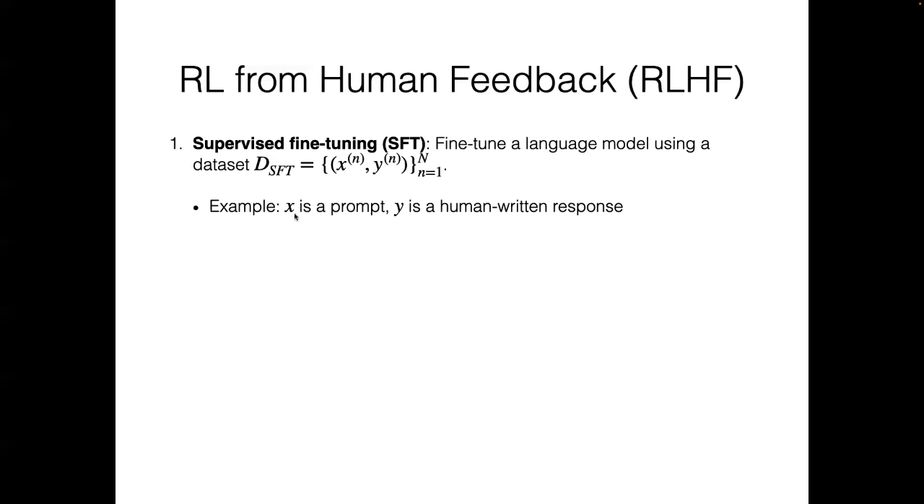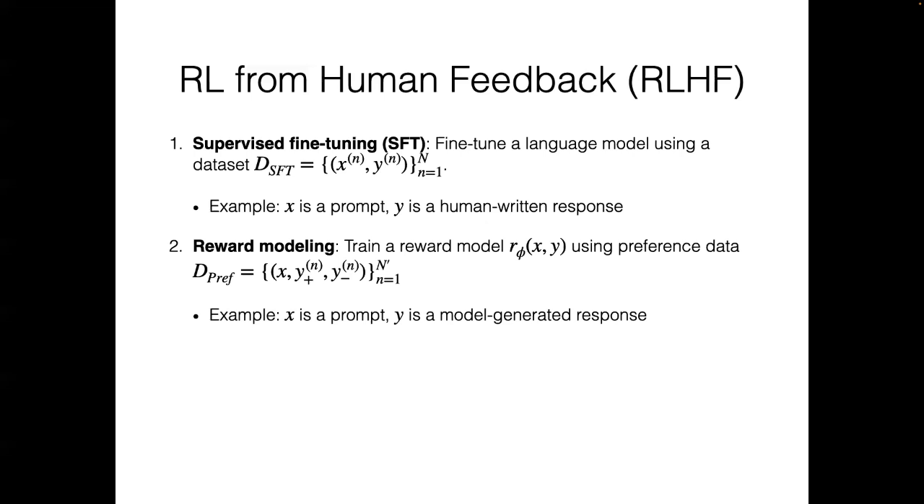Like your input might be some prompt, and your output might be a human written response, or it could be a model generated response. We'll actually see some concrete examples in a bit. Then the second stage is called reward modeling. Here, as part of this stage, we assemble this preference data. The preference data will have some input, and then it'll have at least two outputs associated with one input. And one output will be judged as being better than the other one.